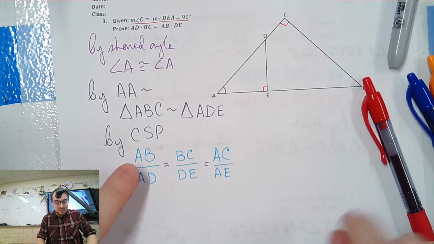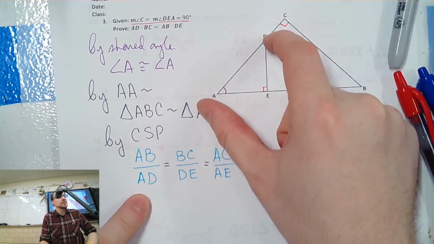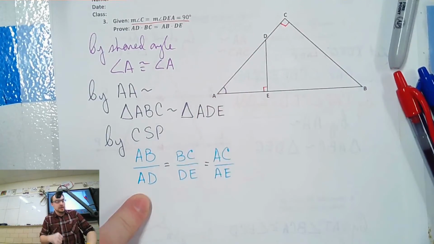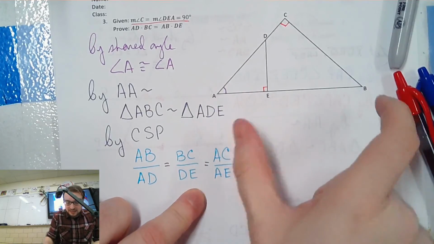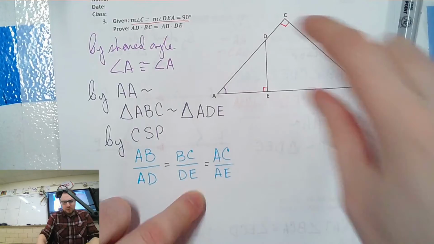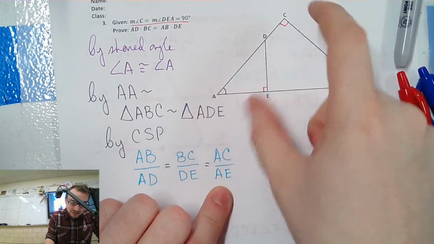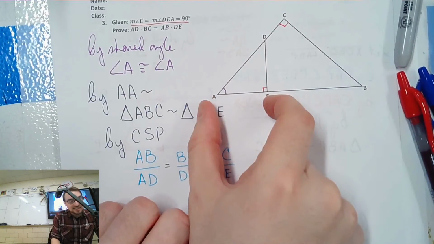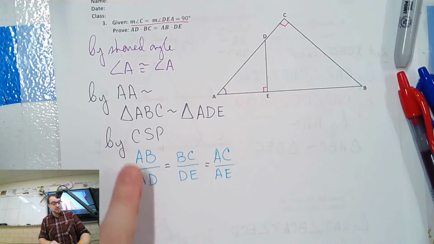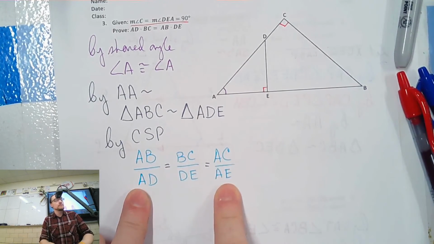So check it out. AB is the hypotenuse on this guy. It should relate to the hypotenuse of this guy the same way, right? They should be proportional. If this is 6, maybe that's 3, right? Something like that. BC is this. It should relate to DE. It's kind of weird, right? But it does. And then AC is going to relate to AE the same way. Again, it's based on this CSP, corresponding similar part. Similarity means proportional, right?